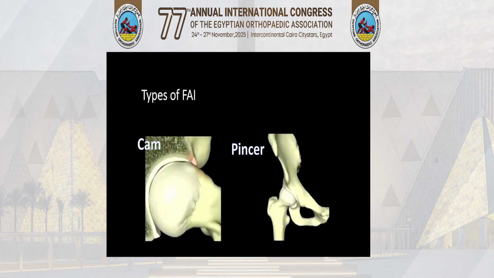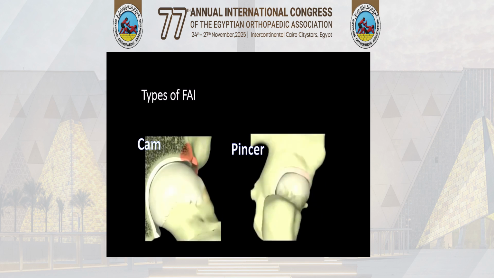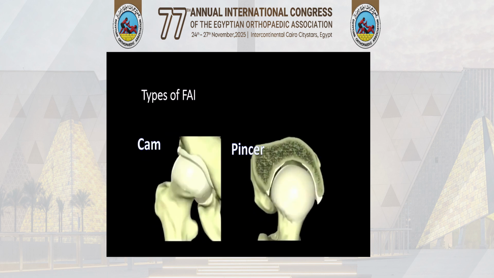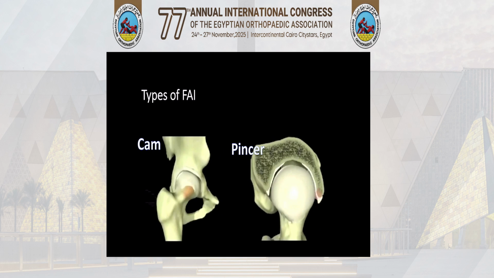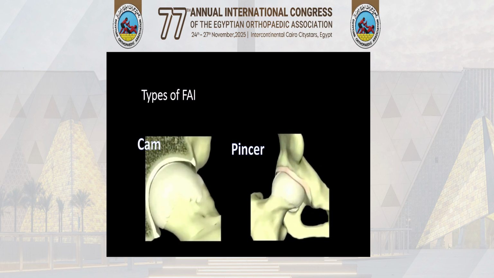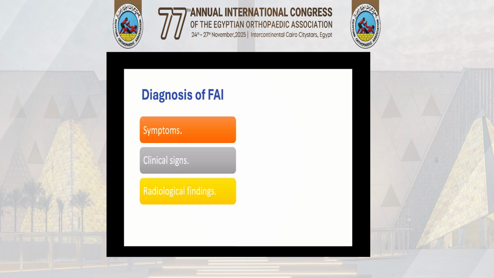As you can see, the osseous hump over the head-neck junction is impinging and causing damage of the chondrolabral junction. And on the other video, you'll see the over coverage of the acetabulum, which causes abutment of the labrum over the femoral neck, causing labral pathology. And sometimes it may be mixed type, cam and pincer, in the same patient.